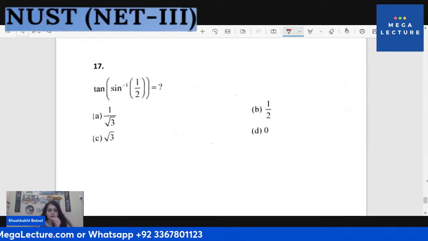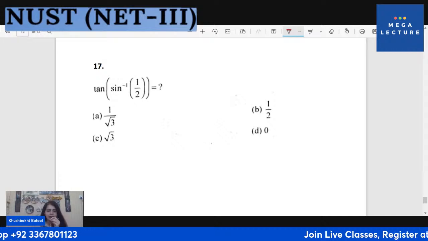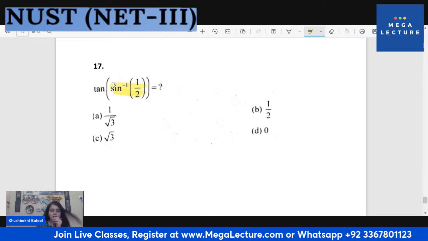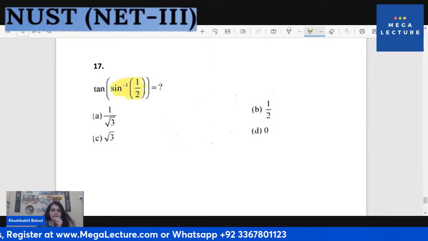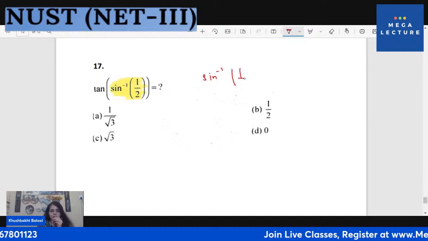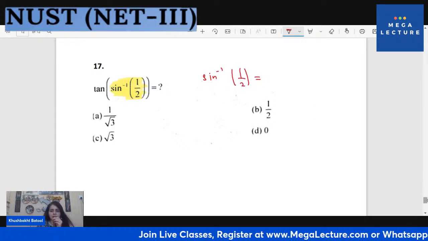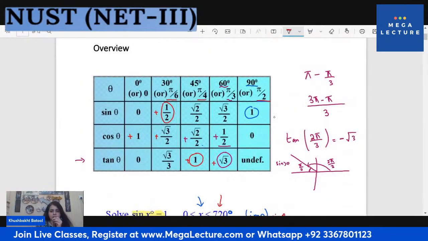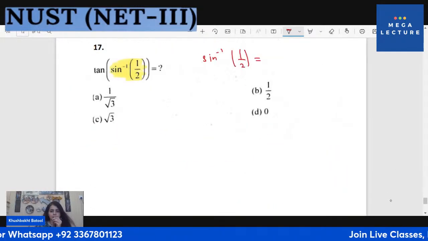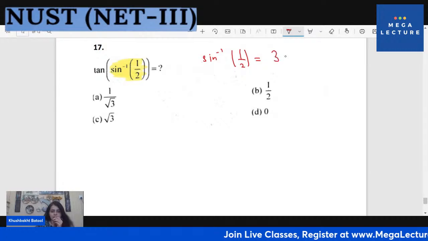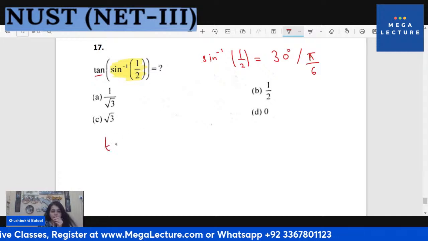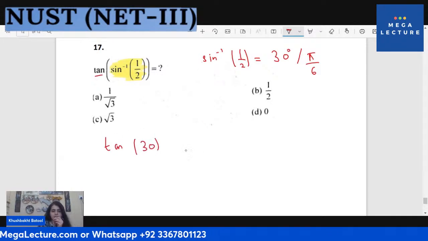Okay, let's talk about another question. Now it says tan of sine inverse half. So this would give me the value of theta, and then I can find the value of tan theta. So I need to find the value of sine inverse half. For that, I'll have to scroll up to the table. Now sine is half when theta is 30 or pi by 6. Okay. So now I know that it would be 30 degrees or pi by 6, and I need to find the value of tan at 30 degrees or pi by 6, right?